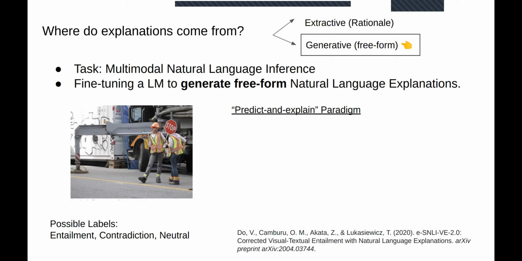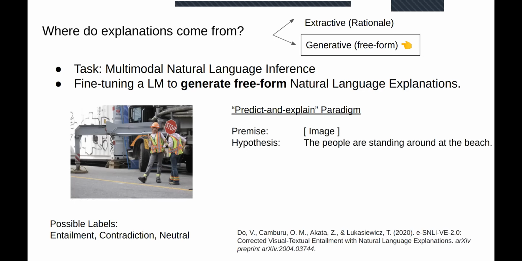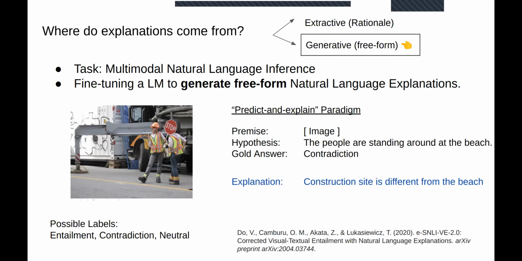Now, given an image as a premise and text as a hypothesis, the possible labels are the entailment, contradiction, and neutral of the premise and hypothesis. Here we have an example of visual NLI. The premise is the image you see here, and the hypothesis is that the people are standing around at a beach, with the correct label being a contradiction. The natural language explanation that has been crowdsourced for why this is a contradiction is that the construction site is different from the beach. This was a dataset that was gathered in 2020.